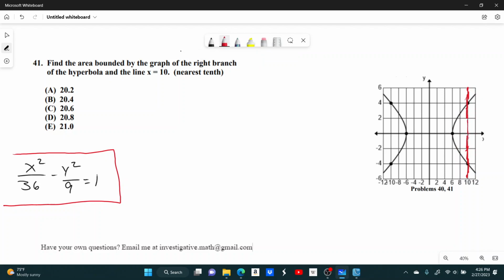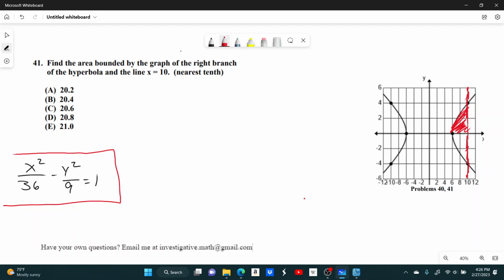the area above the x-axis. So I'll take this right here, and then I'm just going to double it. So to do this, I'm going to get my equation of x squared over 36 minus y squared over 9 equals 1. I'm going to get that in terms of x. I'm going to get y in terms of x. And that way I'll be able to integrate.